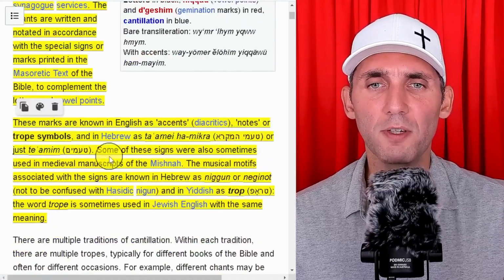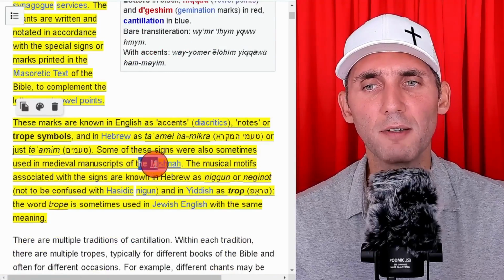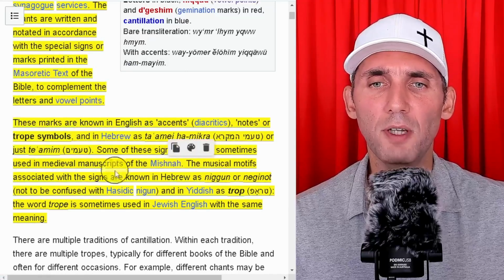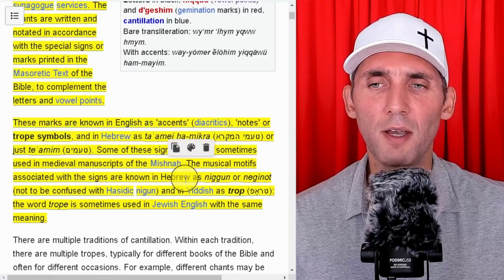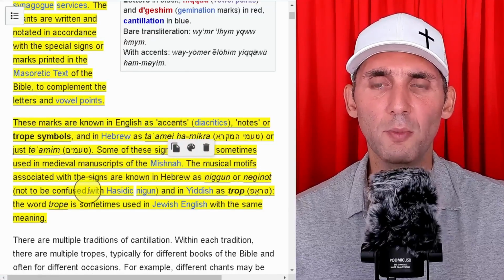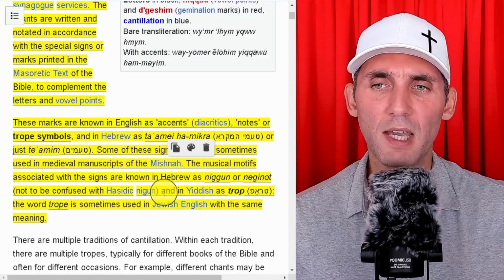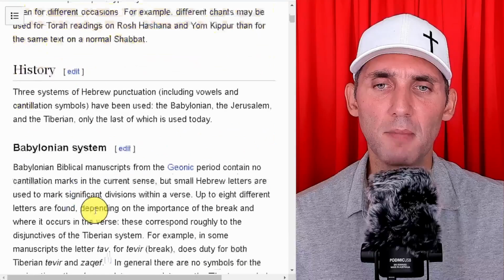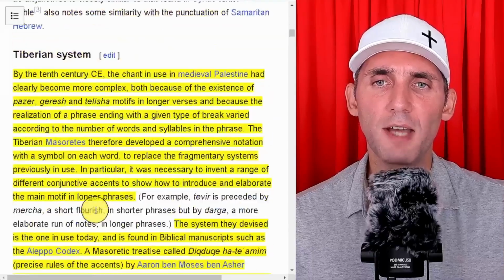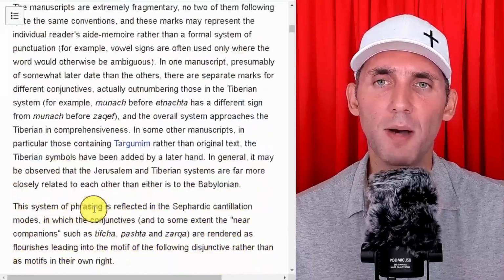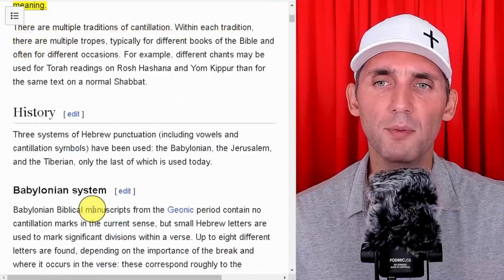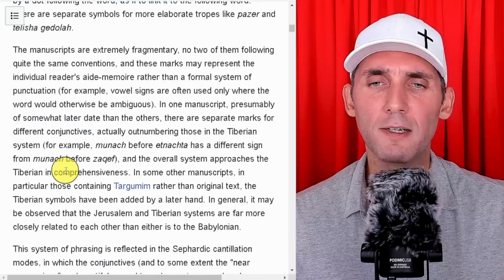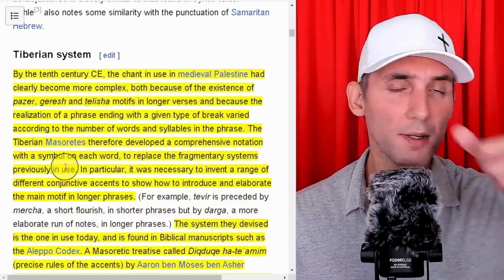Some of these signs were also sometimes used in medieval manuscripts of the Mishnah. Must be that they were working on this idea for a while. The musical motifs associated with the signs are known in Hebrew as nigun or neginot, not to be confused with Hasidic nigun, and in Yiddish as trop. The word trope is sometimes used in Jewish English with the same meaning. So there's basically this entire system that they've developed. We're going to read about it, because where does it come from? Well, it comes from the Babylonian, Jerusalem, and Tiberian systems. And of course, the first two are gone, and the Tiberian system is the one that survived.